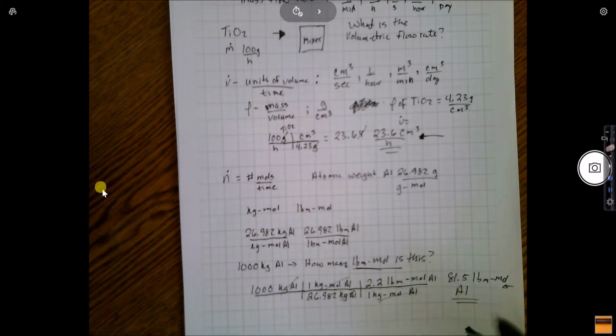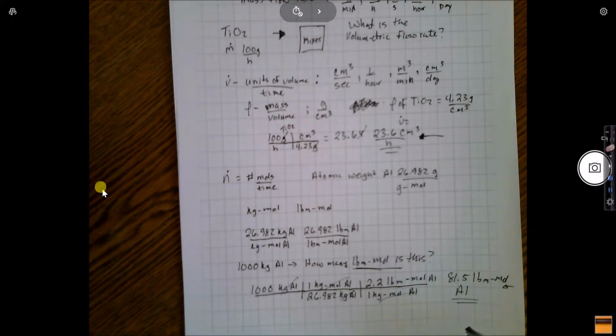So we set up our railroad track method. We start off with 1,000 kilograms of aluminum. We know based on the periodic table that there are 26.982 kilograms of aluminum in 1 kilogram mole of aluminum. The conversion factor we use to go from kilograms to pound mass is the number 2.2. So we plug and chug and we get 81.5 pound mass moles of aluminum.